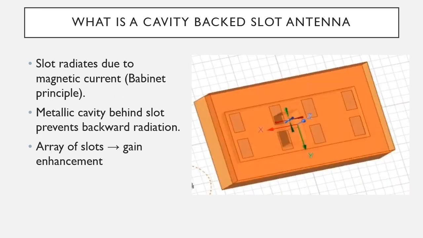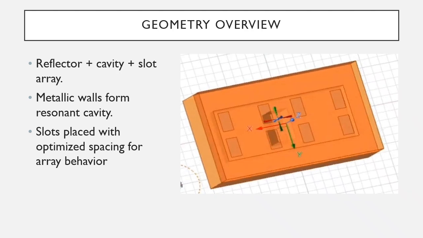What is a cavity-backed slot antenna? A slot antenna radiates due to magnetic currents formed across the slot, based on Babinet's principle. When we place a metallic cavity behind the slot, it prevents radiation in the backward direction and forces energy forward, improving performance. This is the geometrical overview of a slot antenna.